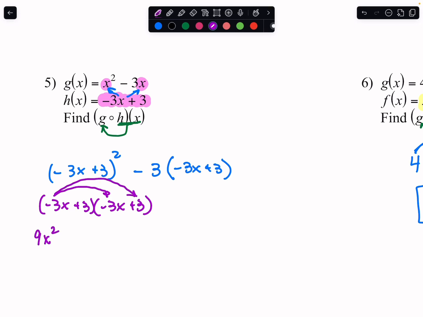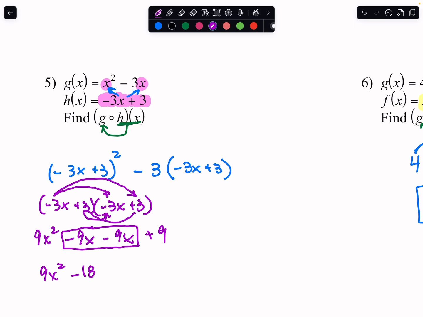Negative 3x times 3 is negative 9x. 3 times negative 3x is still negative 9x. And then 3 times 3 is a positive 9. And then I'm going to combine my like terms right here. So when it's all said and done with this side, we'll end up with 9x squared minus 18x plus 9.